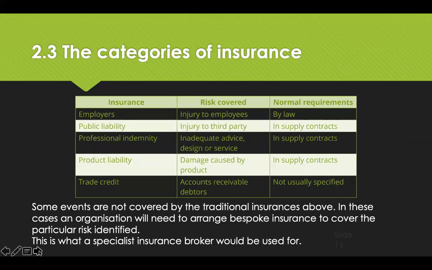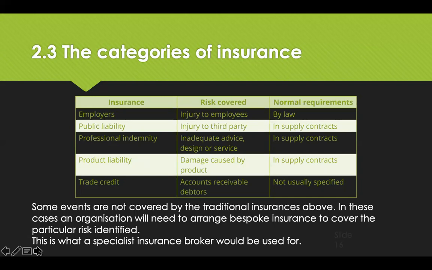The categories of insurance will include employer's liability, public liability, and professional indemnity. Some might also have products and trade insurance, depending on your industry. Employer's liability covers an employer for costs when employees make a claim for an injury that happened at work or a disease caused by work.